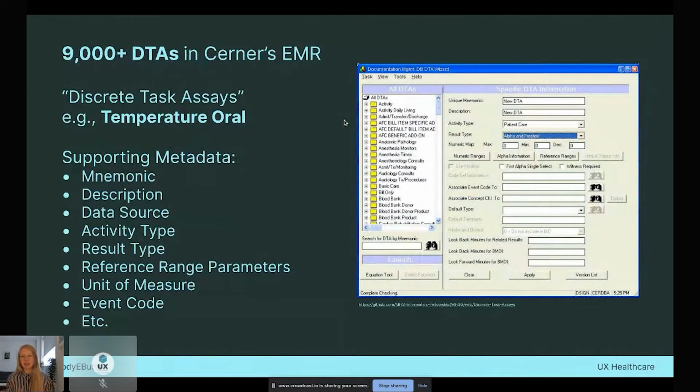That essentially just means that we can record that as a type of data in our system. And for every DTA, there is a huge amount of supporting metadata. Some examples, as you can see, are the unit of measure, the data source, the activity type, etc. And of course, all of this information is important, probably at some point within that patient's care.